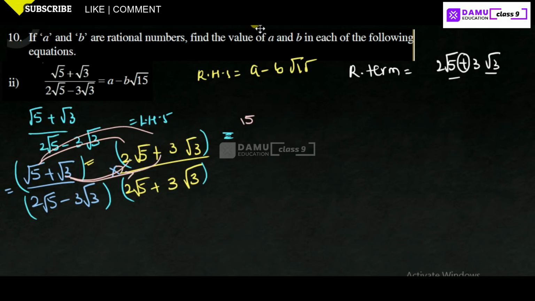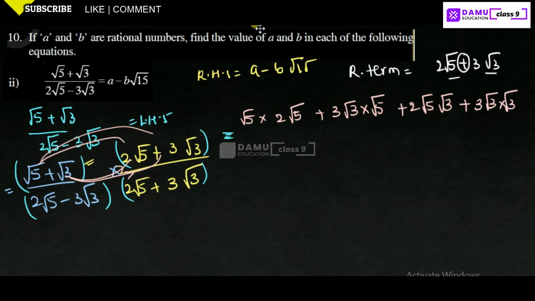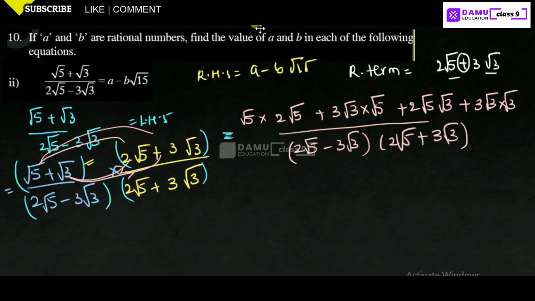So root 5 into 2 root 5 plus 3 root 3 into root 5 plus 2 root 5 into root 3 plus 3 root 3 into root 3, all divided by (2 root 5 minus 3 root 3) into (2 root 5 plus 3 root 3). So that is the value. Here the (a plus b) into (a minus b) format has come. So a plus b into a minus b is equal to what? That is a square minus b square.